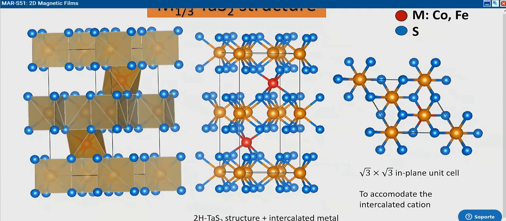So, okay, this is the material that I will tell you about today. It's an intercalated compound where you introduce either cobalt or iron in the 2H-TaS2 structure.